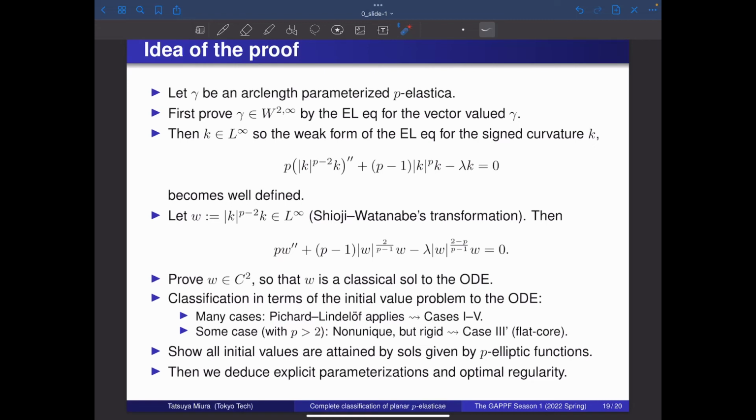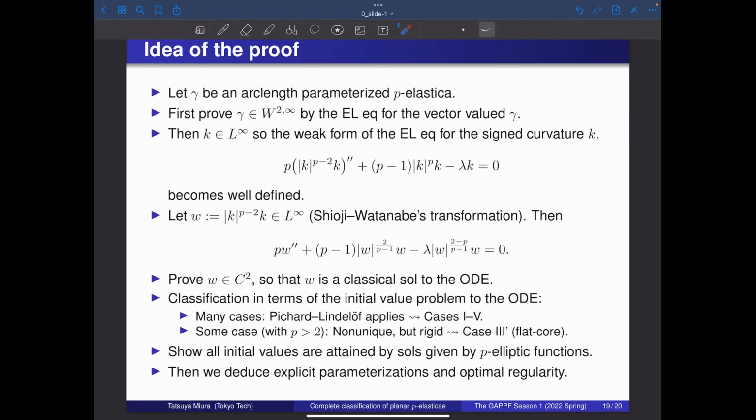So it's a quite simple second order ODE. By using this form, we can prove that the solution to the weak form of this ODE is actually of class C2, so that any solution is a classical solution to this ODE. Thanks to this fact, we can now apply the standard theory of ODEs to our problem, and we can classify all solutions in terms of the initial value problem to the ODE.